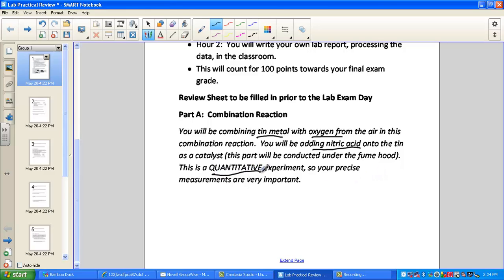Please note that this is a quantitative experiment. This means numbers are important. The more accurate your experiment is measured, the better your lab results will be. So, a combination reaction.